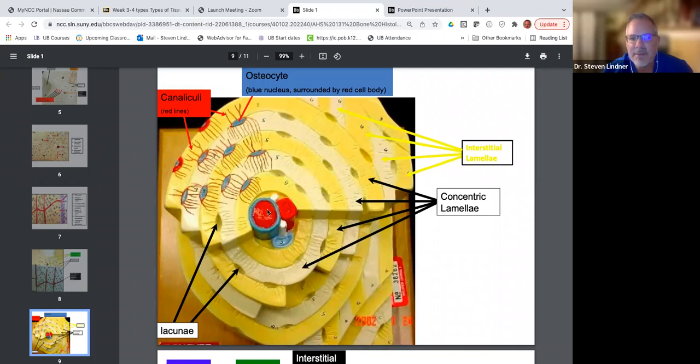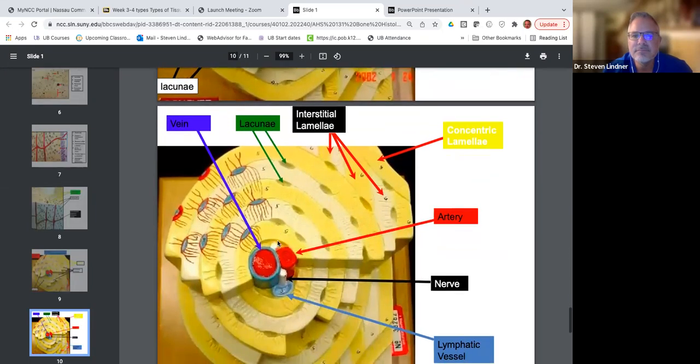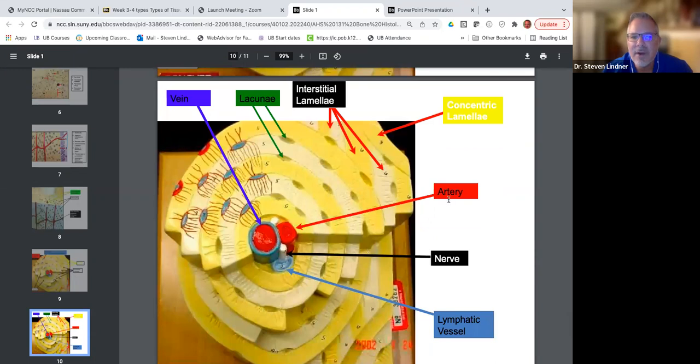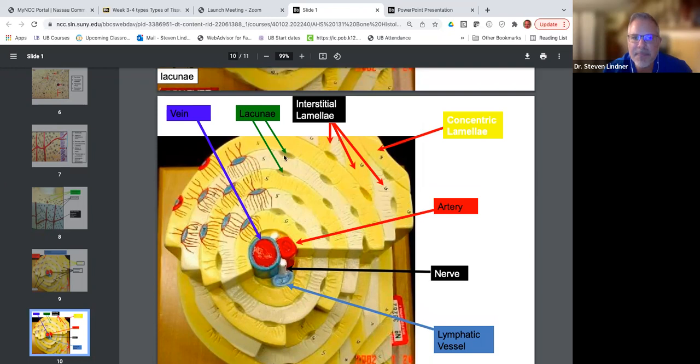Here's the artery, the vein. We have some lymphatic vessels going through the Haversian canal. So we have artery, vein, we have nerve, there's even lymph. All of those vessels run through. This is a lymphatic vessel right here, the lymph, artery, vein, nerve. All those structures go through the central canal or Haversian canal.